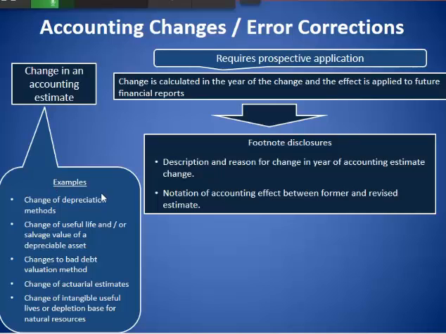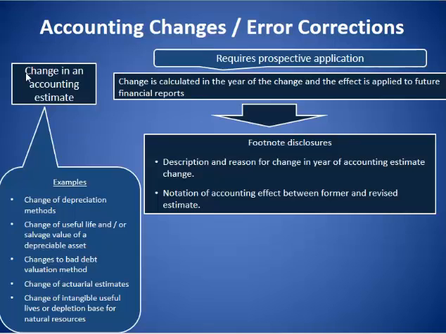Now, examples of this would be a change of depreciation methodology, change of useful life or salvage value of a depreciable asset, changes to bad debt valuation, changes of actuarial estimates, changes of intangible useful lives or depletion base for natural resources. These are simply examples. They're not 100% of all changes in accounting estimates. They're simply some examples.